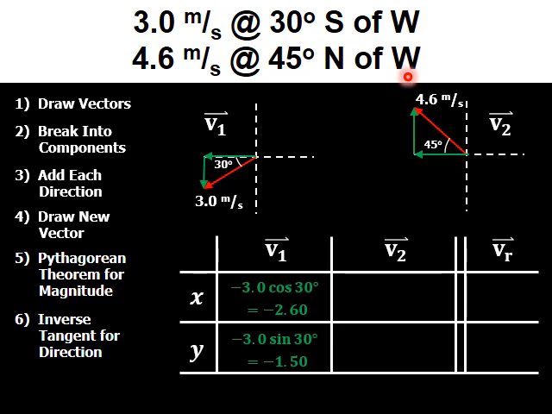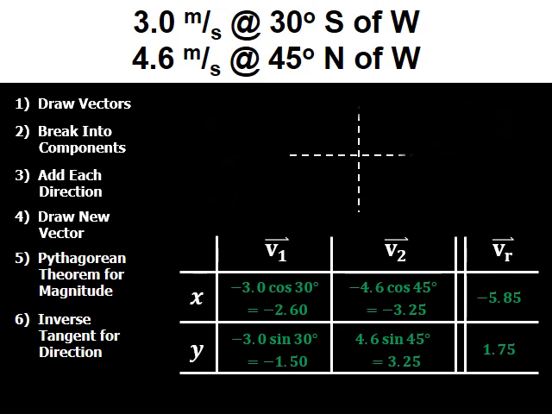For the second vector, we have an x component that's also negative, but the y component is positive. You can see x component west is a negative x, and then north is a positive y. So for the x component, it's cosine, negative 4.6 cosine of 45 degrees. That's going to give us negative 3.25. And then the sine component is going to be 3.25. Next step is to add up each direction, and you get negative 5.85 and 1.75.